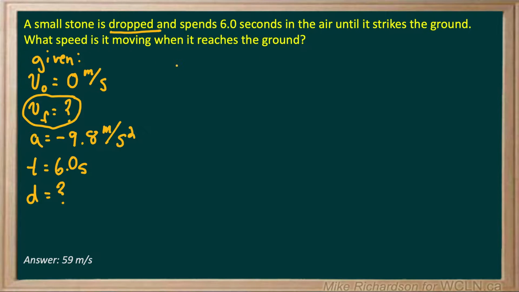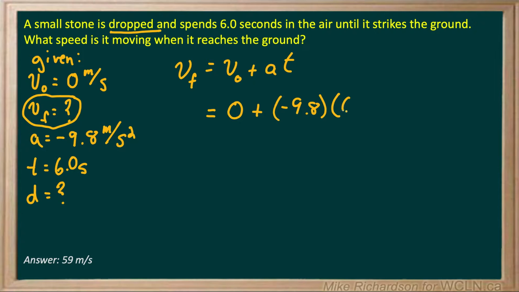So if we look at our list of formulas, this one fits the bill. V final is v initial plus acceleration times time. It's already isolated for v final, so we're off and running. V initial is 0, acceleration is negative 9.8, and our time was 6 seconds. Negative 9.8 times 6 seconds is negative 59 meters per second. That's my final velocity. And remember, it is a vector, so the negative simply means that it's down.